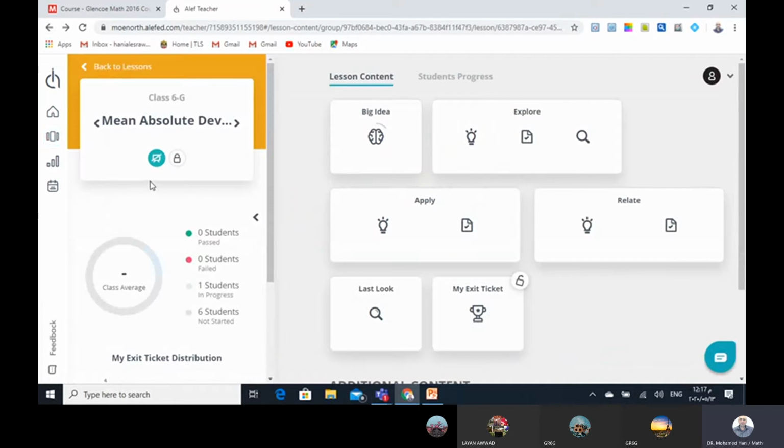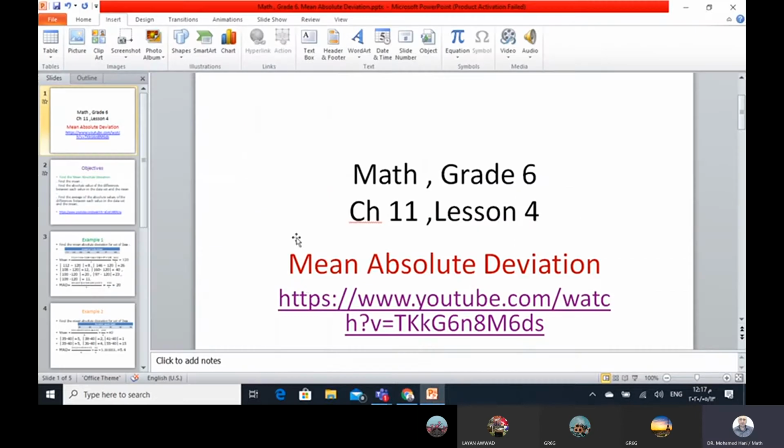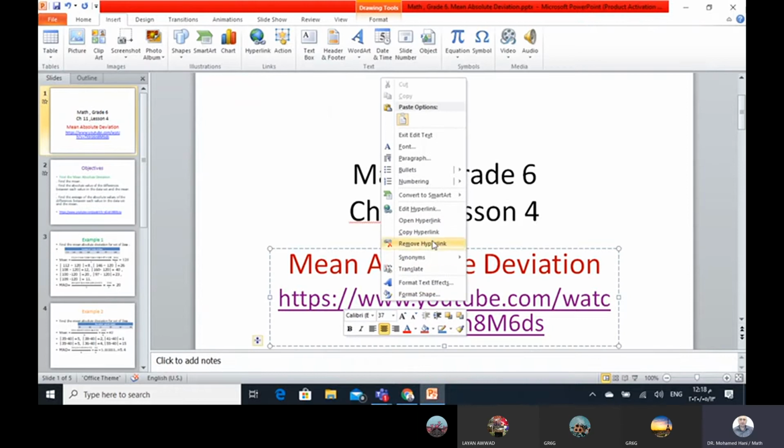Then you can go to the Explore, Apply, Relate, Last Look, then the last step, My Exit Ticket. But please be careful when you try to solve, to get a good mark. So I want from all girls, please, today, when you finish your schedule and before 4 p.m., to go inside your account in the Alif program and solve our lesson here, okay? So today we want to learn how to find the mean absolute deviation. Watch this video with me now.